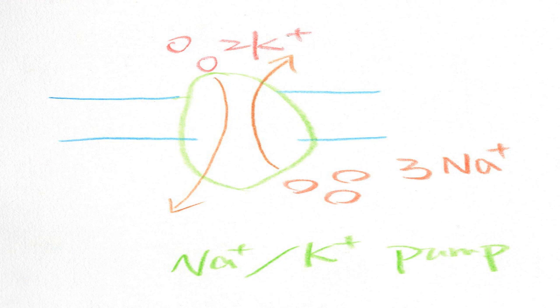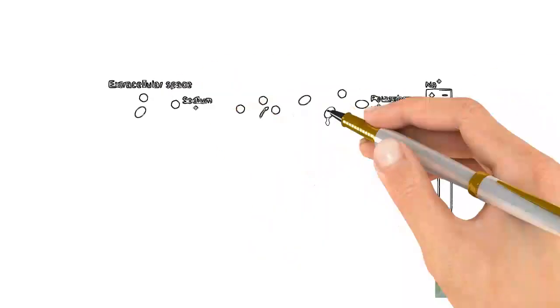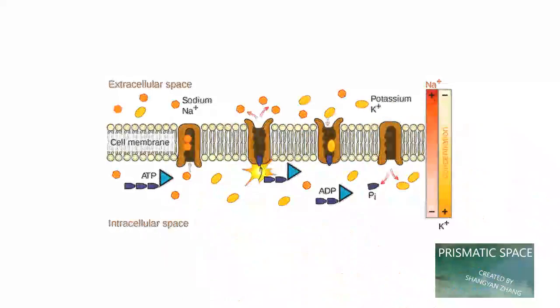Gradients of ions are formed by an enzyme in the membrane called sodium-potassium pump. This enzyme actively controls the gradient of sodium and potassium ions by enabling the outward flow of 3 sodium ions from the cell in exchange for 2 potassium ions into the cell, using the energy of 1 ATP per exchange.